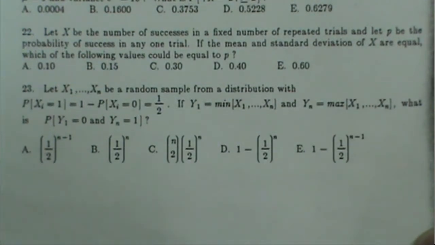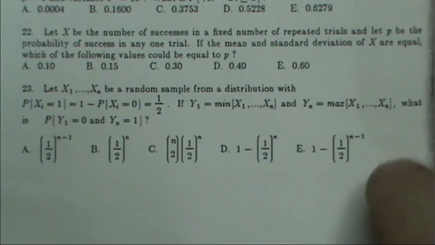Number 23, let X1 through Xn be a random sample from a distribution with probability Xi equal to 1 equal to probability Xi equal to 0 equal to a half. If Y1 is the minimum of X1 through Xn and Yn is the maximum of X1 through Xn, what is the probability that Y1 equals 0 and Yn equals 1?